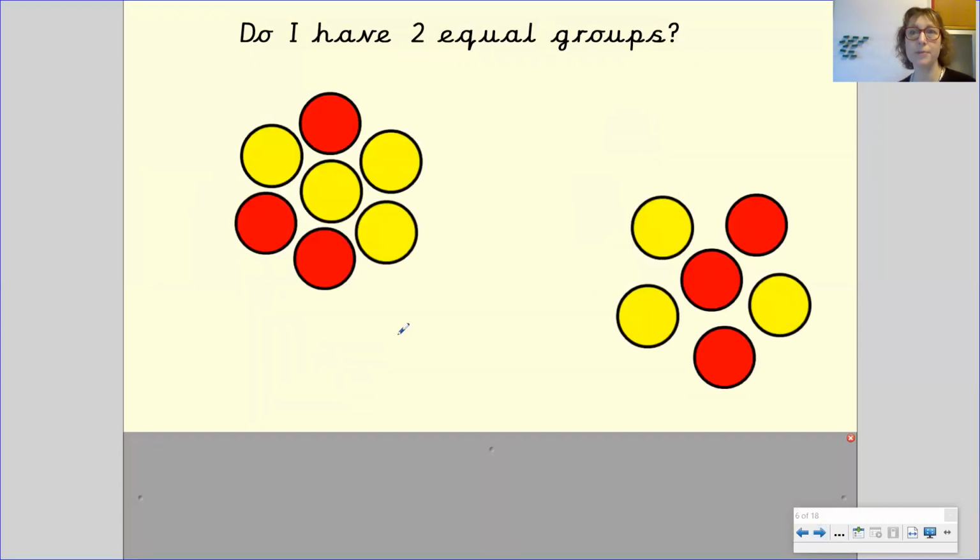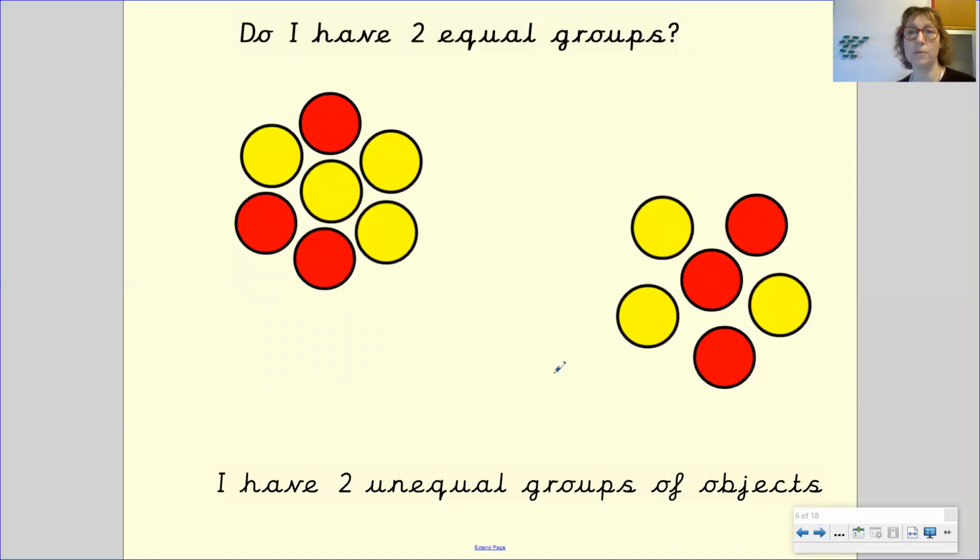Do I have 2 equal groups? Now, when I first saw this, I had to look really closely, but I think this is a bit of a tricky one because I don't have equal groups. There are 3 red circles there and 3 red circles there, but there are 3 yellow ones here and 4 yellow ones here. So I had to look twice. So I have got 2 unequal groups of objects. Can you say that with me? I have 2 unequal groups of objects.